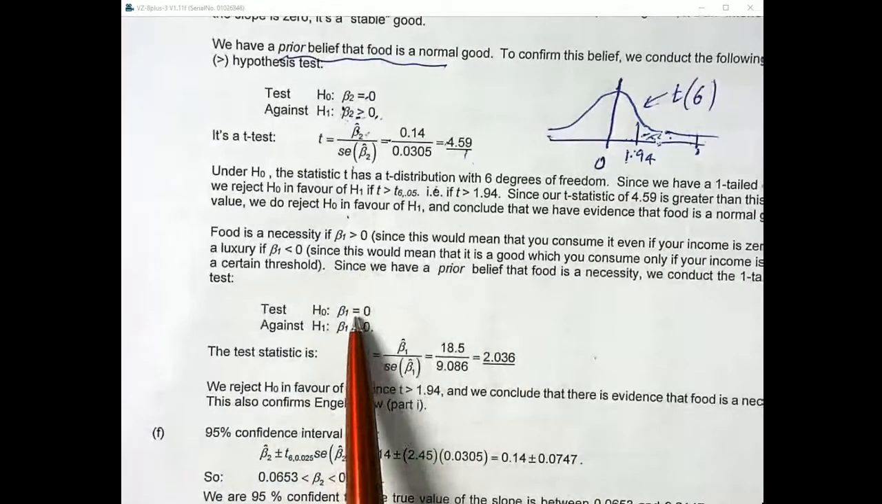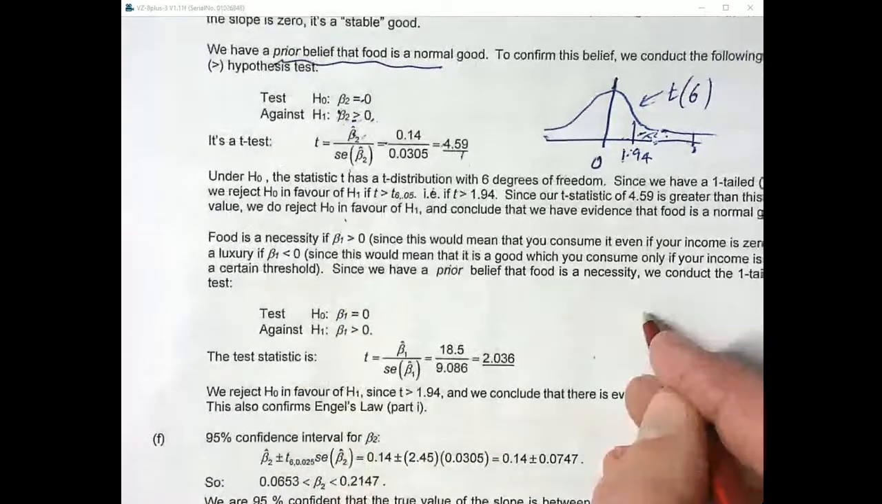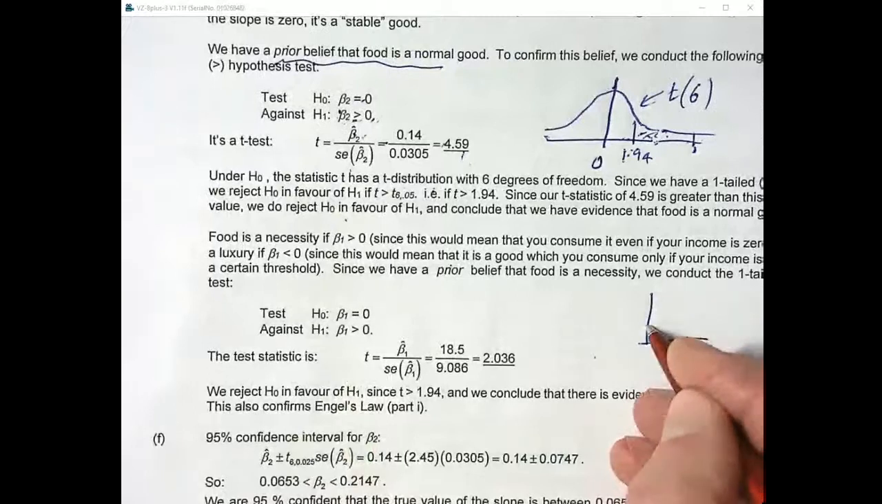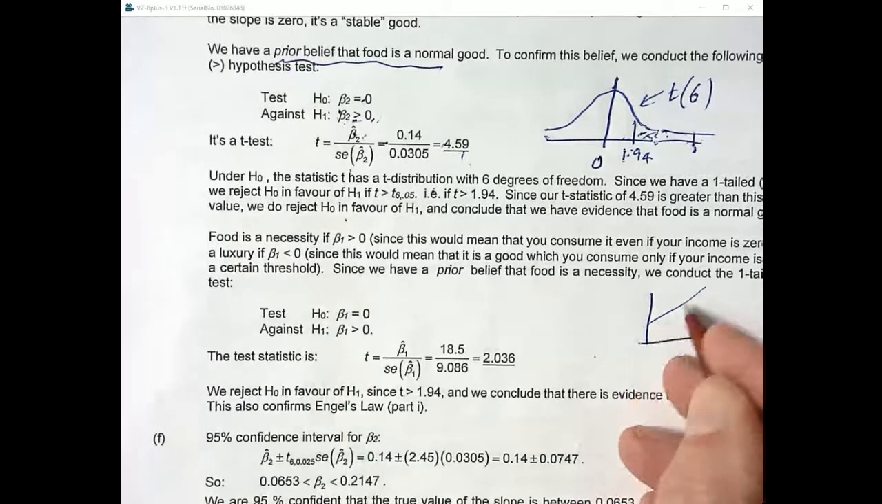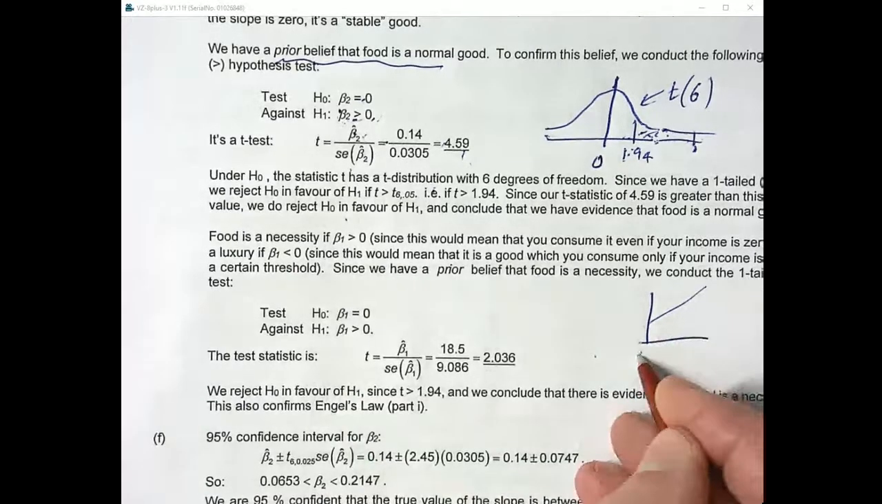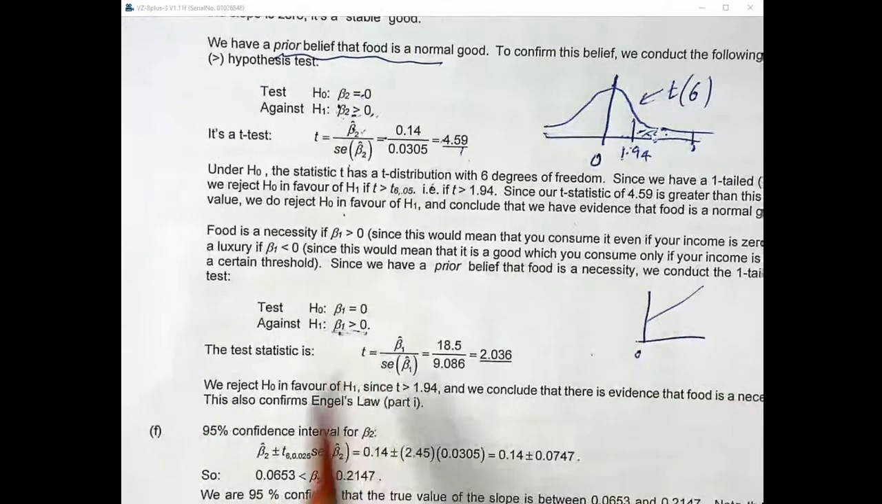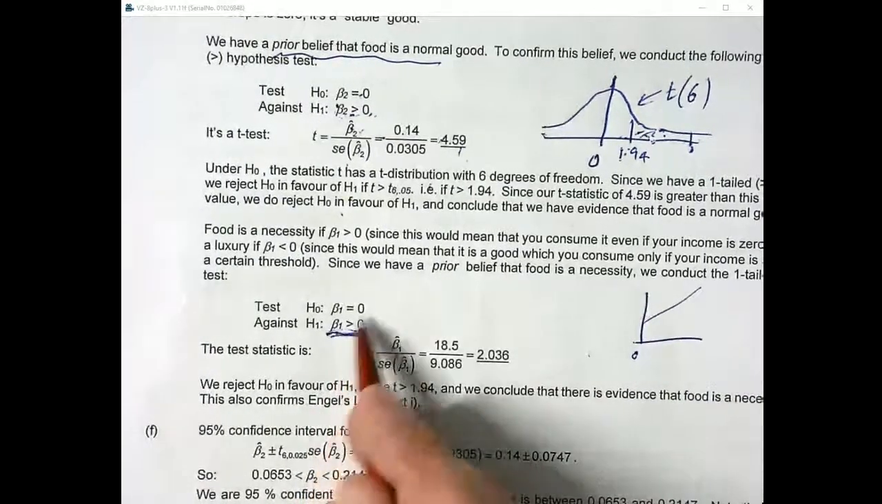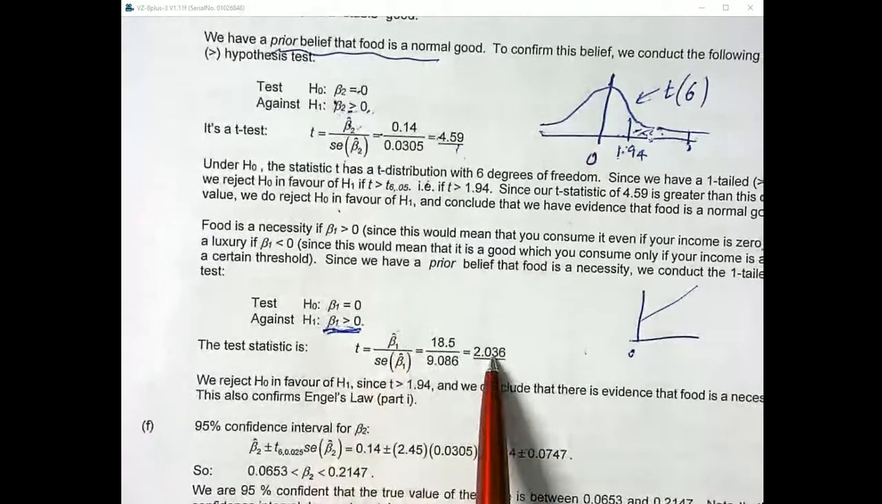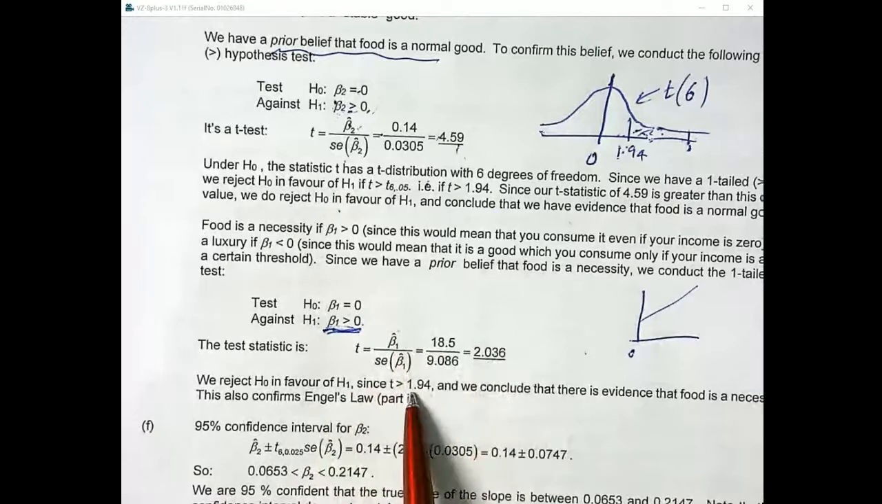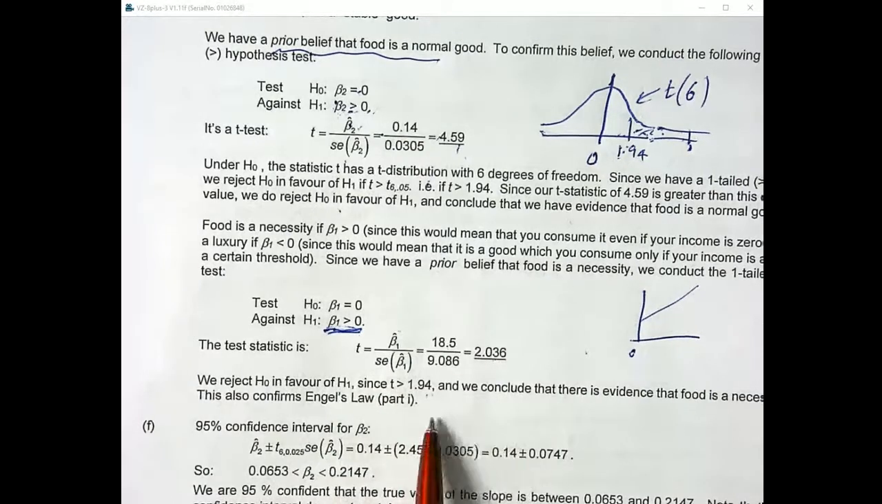Is food a necessity or a luxury? Well, remember what we're doing here. We're asking, what is the intercept? Is the intercept positive or 0 or negative? If the intercept's positive, it means the good is a necessity, because it's a good that you consume even when your income is 0. We have a prior belief, again, that food is a necessity, so that's why we do a one-tailed greater than test. Estimate divided by standard error, 2.036. Again, we reject, because 2.036 is bigger than 1.94. We conclude there is evidence that food is a necessity.